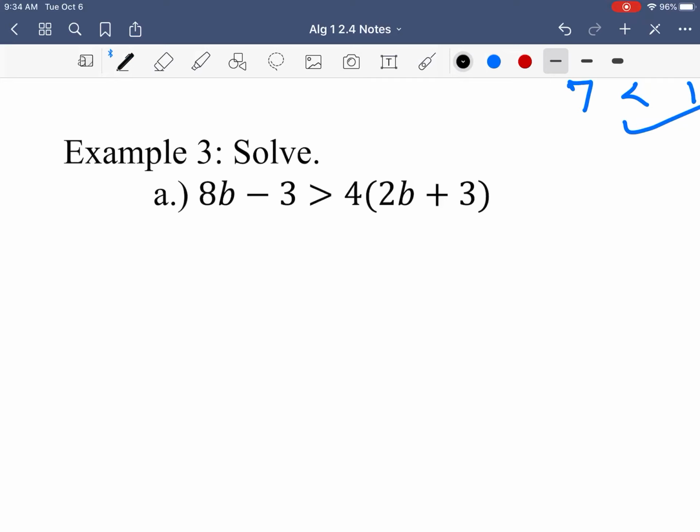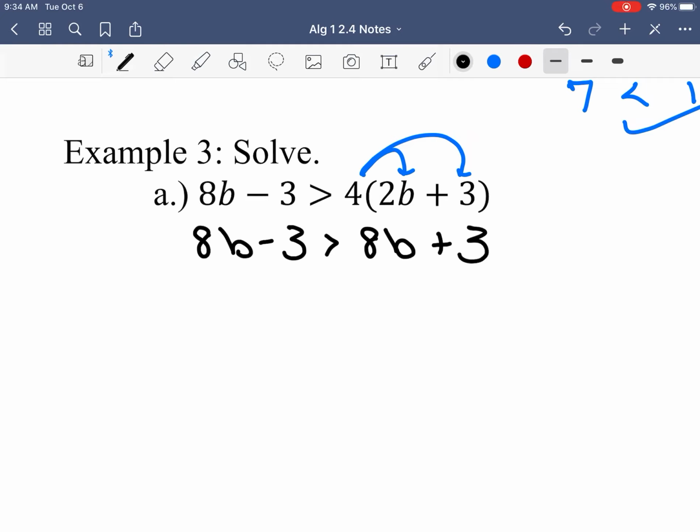Okay, we have 8b minus 3 is greater than 4 times 2b plus 3. So again, we have two b's. We have one there. We have one there. I have a 4 times this quantity. So I think first step here is going to distribute. Let's distribute that in. Okay, so we'll still have an 8b minus 3 here is greater than 4 times 2 is 8b plus 3.